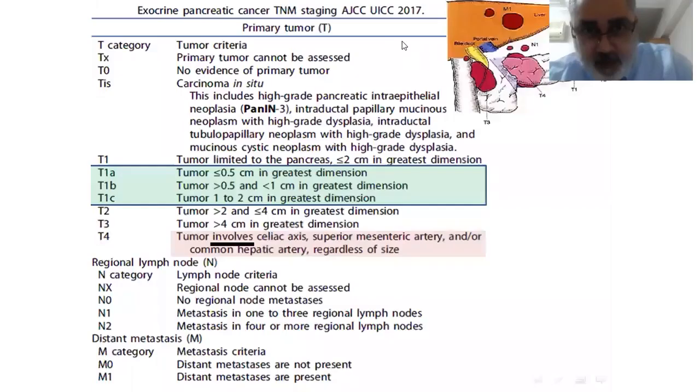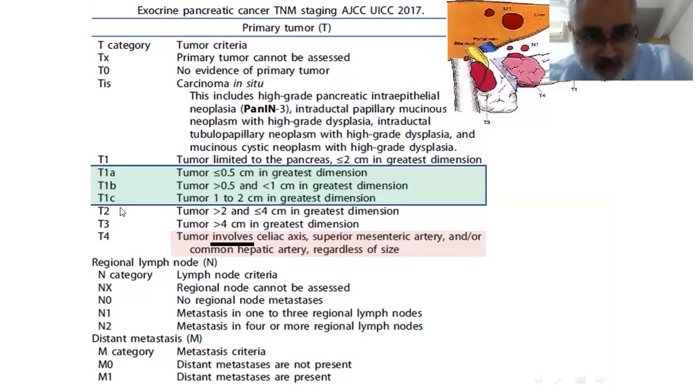In 2017, some modifications occurred in this TNM classification. T1 is still tumors limited to the pancreas and smaller than 2 centimeters. If it is smaller than 0.5 centimeter, then it is T1a. If it is between 0.5 and 1 centimeter, it is T1b. If it is between 1 and 2 centimeters in the greatest dimension, then it is T1c.